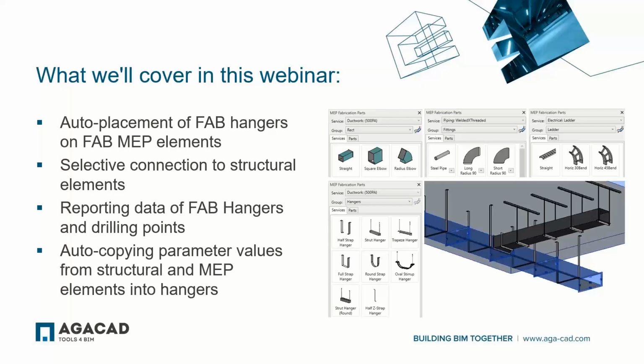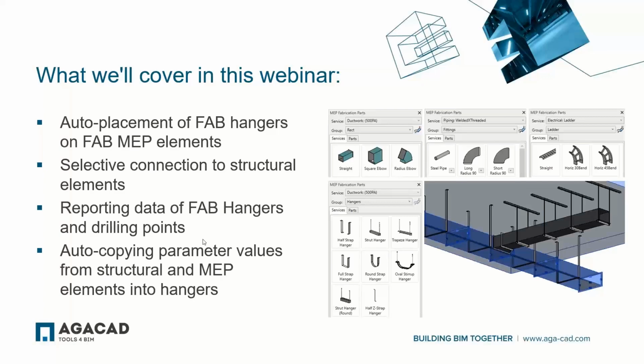Fabrication parts were the last thing integrated into our MEP Hanger tools. Right now it's possible to do everything the same as it's possible with Revit families. That includes auto placement of fabrication hangers on fabrication elements, and selection of which exact elements you want to connect inside the project. Also, our tool now reports some values of fabrication hangers: the length of cables, the length of the unistrut, and coordinates for drilling points. And it's possible to automatically copy some values from structural elements and from MEP elements to the hanger elements.